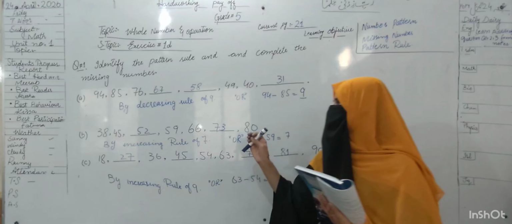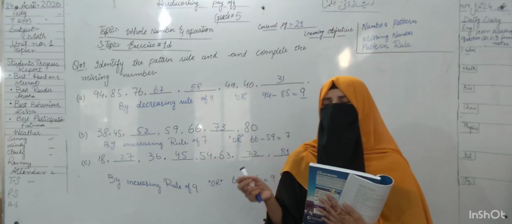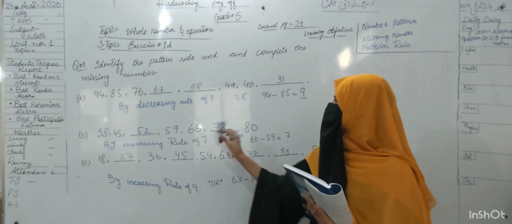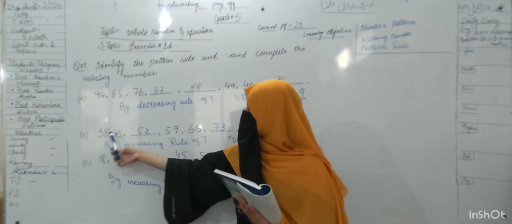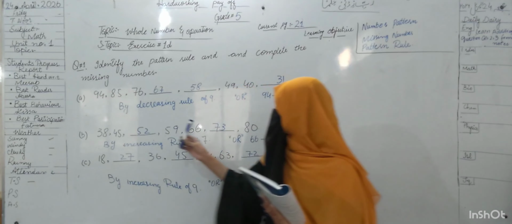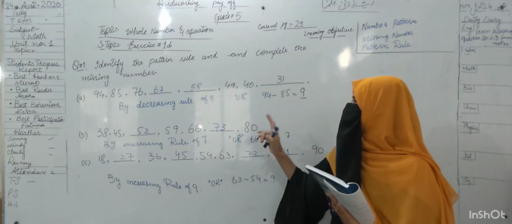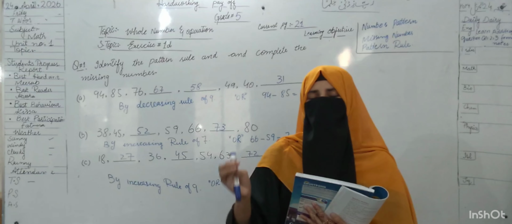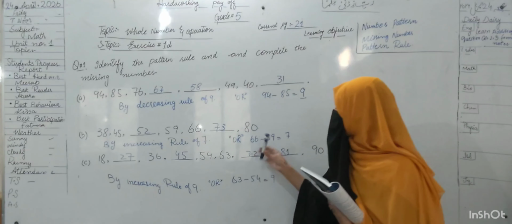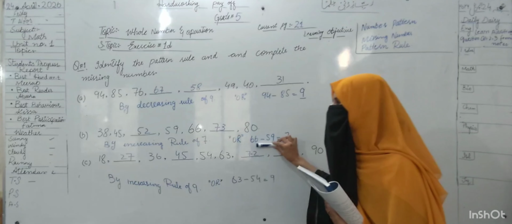Take any two numbers, one greater and the second smaller, that come next to each other. Like that, you can also take 30 and 45, or 59 and 63. It depends on you. Remember that when you subtract to find out the pattern, you take the greater value minus the smaller value.